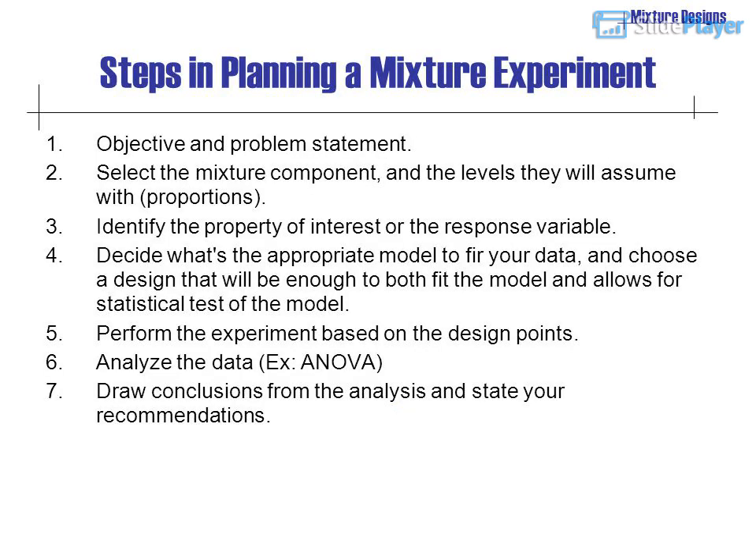Steps in planning a mixture experiment. Objective and problem statement. Select the mixture components, and the levels they will assume with proportions. Identify the property of interest or the response variable. Decide what the appropriate model is for your data, and choose a design that will be enough to both fit the model and allow for statistical tests of the model. Perform the experiment based on the design points. Analyze the data, for example ANOVA. Draw conclusions from the analysis and state your recommendations.